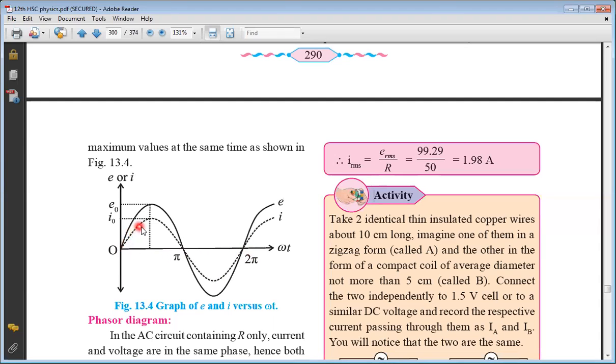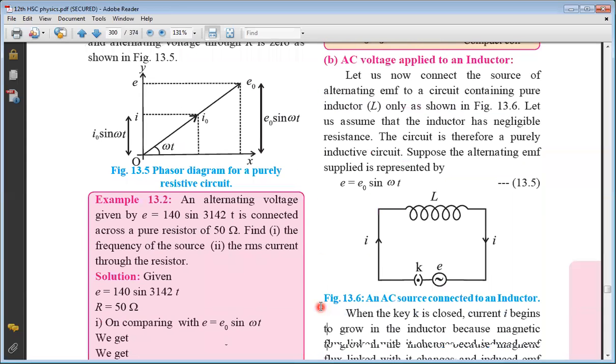I will say instantaneous current varies in the same manner as instantaneous EMF. So instantaneous EMF and instantaneous current are in the same phase. Now the phasor diagram, in fact, I can explain here. This is the phasor diagram for purely resistive circuit. If EMF is in one direction, current is in the same direction. There is no angular difference between them.